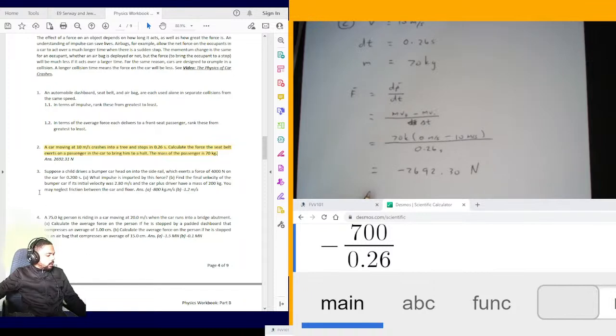Now, number 3. Next question. I'm just checking my notes here. Question number 3 is an A and a B part. By the way, the answer is there, 2692.31. We got that.